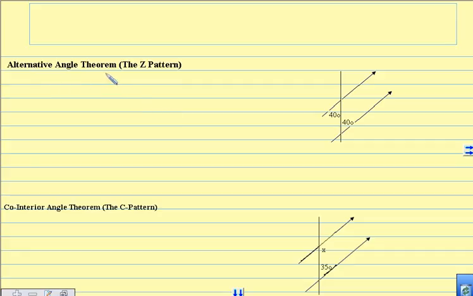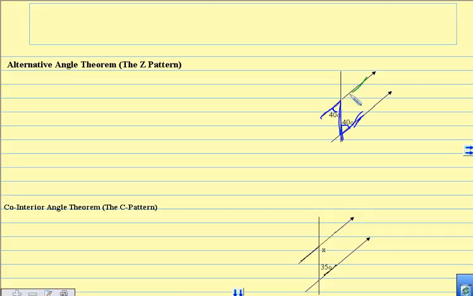The alternate angle theorem, also known as the Z pattern. Now, if we ever have two parallel lines cut by a transversal here, then the alternate angles are the same. So right here, look, if I draw my transversal here, and then the angles made with the parallel lines and the transversal make a Z. Now, these angles here are the same. And it also works the other direction.